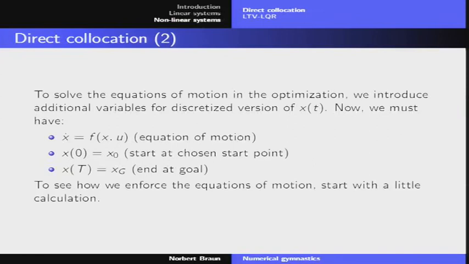Now, how do we solve these equations of motion inside the optimization software? We do this by discretizing x of t as well. So not only do we have discrete variables u_t that parameterize the control input, we also have additional variables that parameterize the position of the system in phase space. And we can get constraints. So it turns into a constraint optimization problem, and the constraints will have to make sure that the system follows the equations of motion, that it starts at the chosen start point and it ends at the goal.